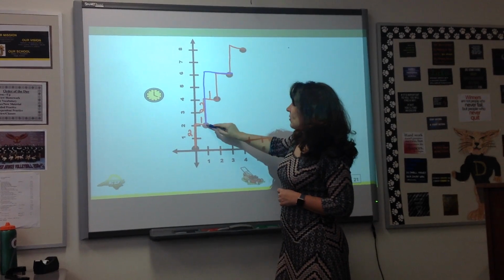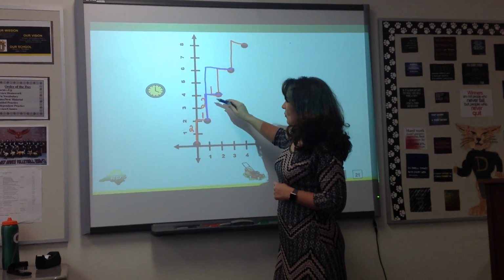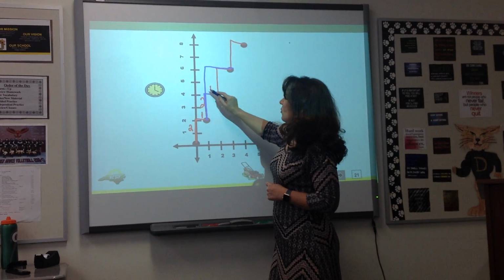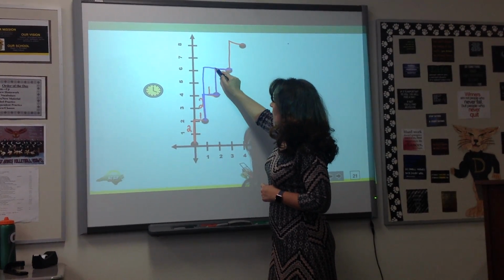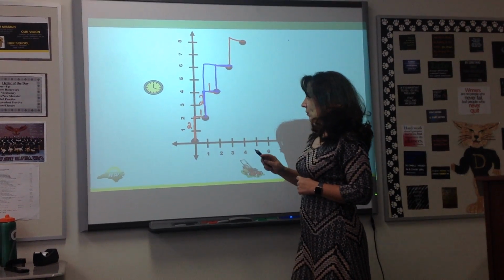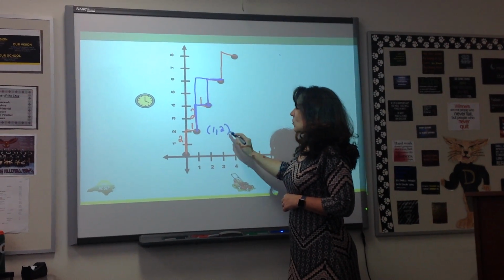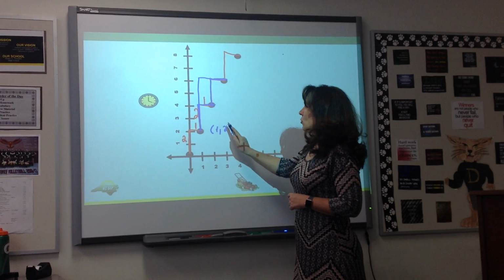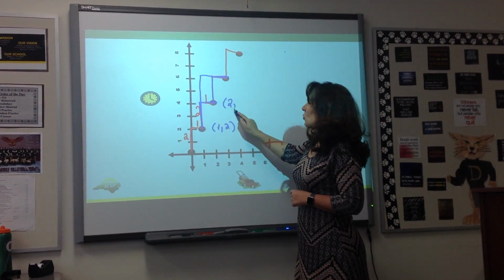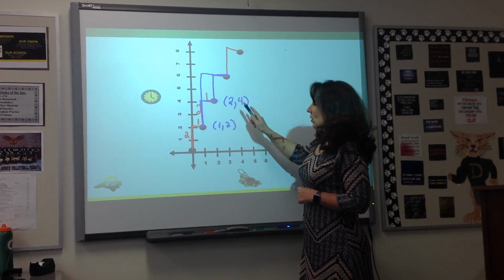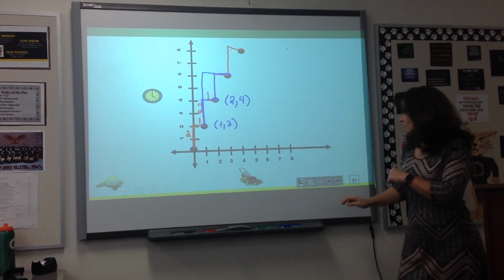Okay, but it's this idea of for every 2 hours, I get 1 lawn. 2 hours, 1 lawn. Okay, you can also see it in your ordered pairs. 1 times 2 is 2. 2 times 2 is 4. It's that relationship.